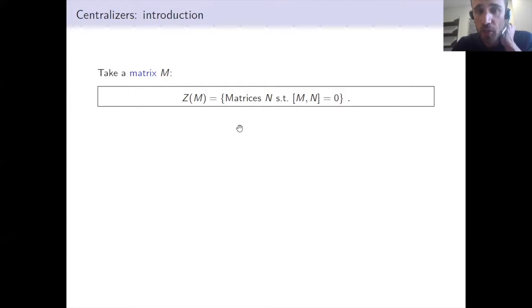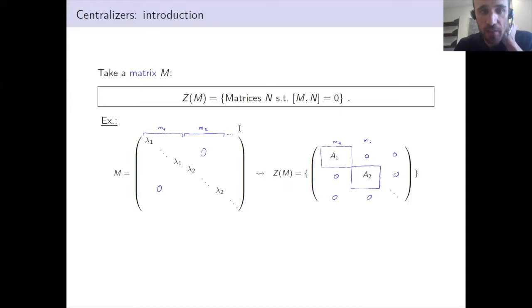Okay, so what can we do with that? Well, think, for example, of a diagonal matrix M. So there are some eigenvalues with some multiplicities. And then it's quite an easy exercise to check that the centralizer consists of all block diagonal matrices. And the sizes of the blocks on the diagonal are exactly given by the multiplicities. So this is quite easy to check, of course, and rather well known.